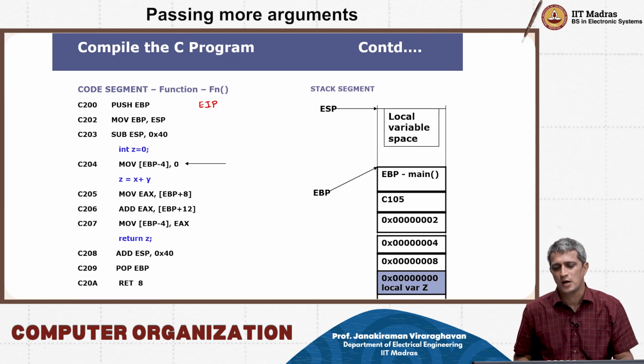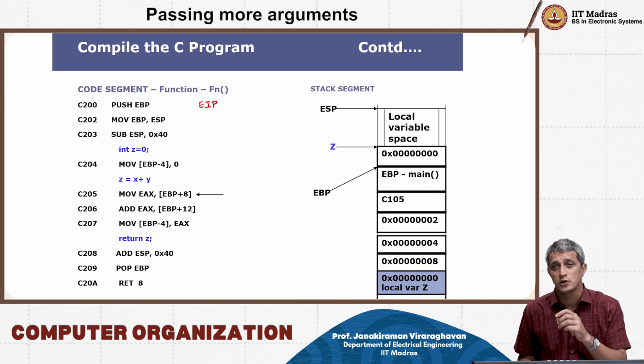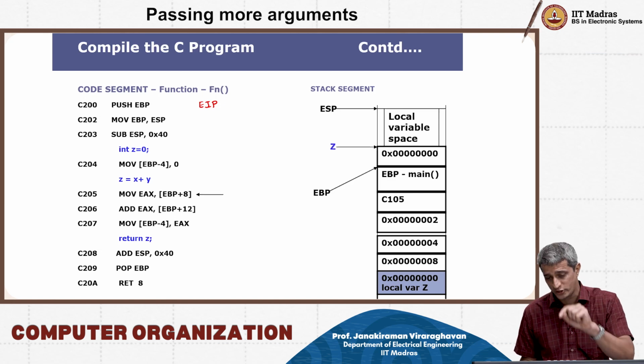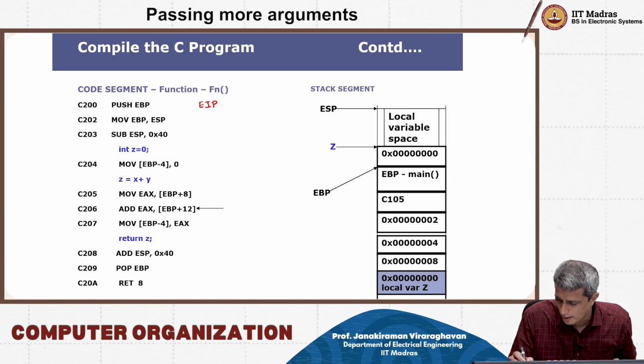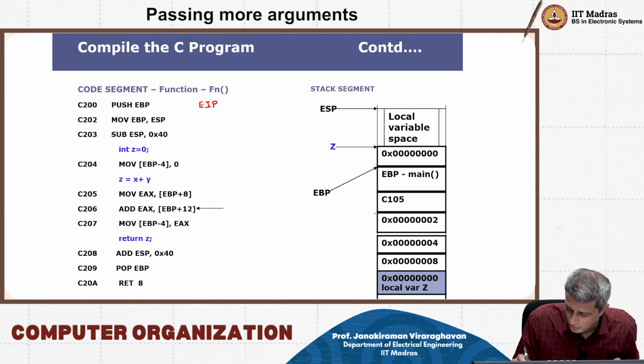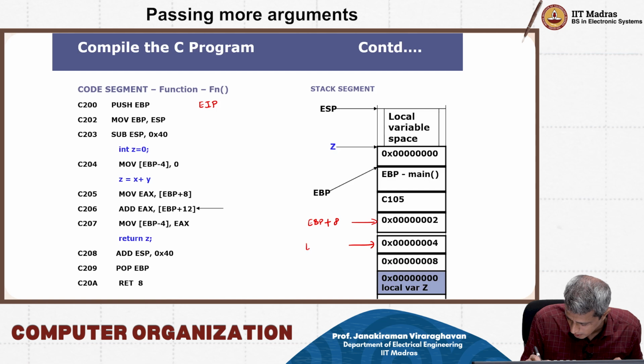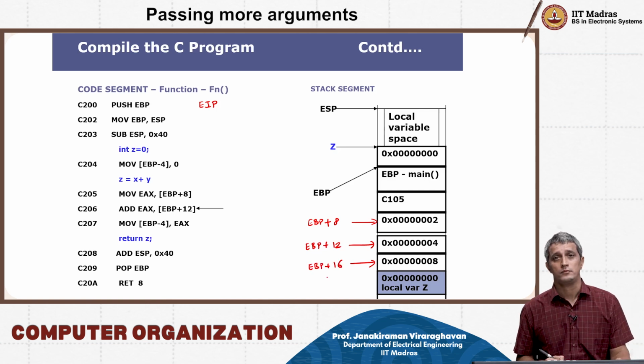You subtract ESP, 0x40 for local variable space, you move 0, initializing the local variable z in fn to 0, then you do move EAX, EBP plus 8. Now you watch what happens. EBP plus 8 is this guy. This is my EBP plus 8, right? What is this? This is EBP plus 12. What is this? This is EBP plus 16, right?